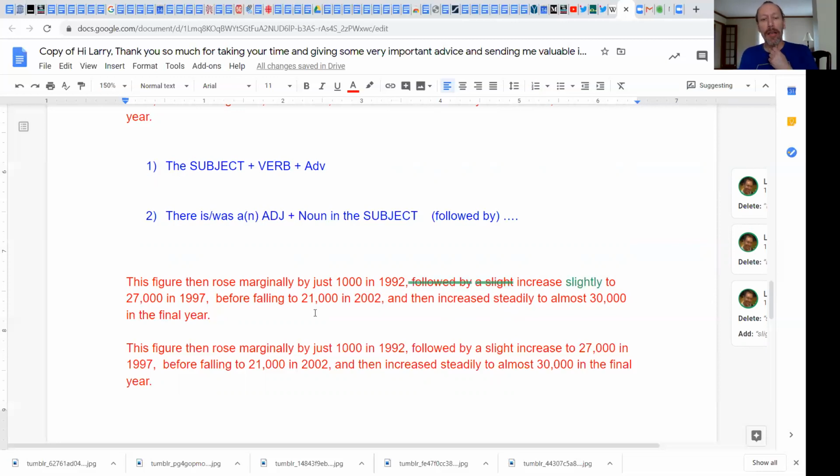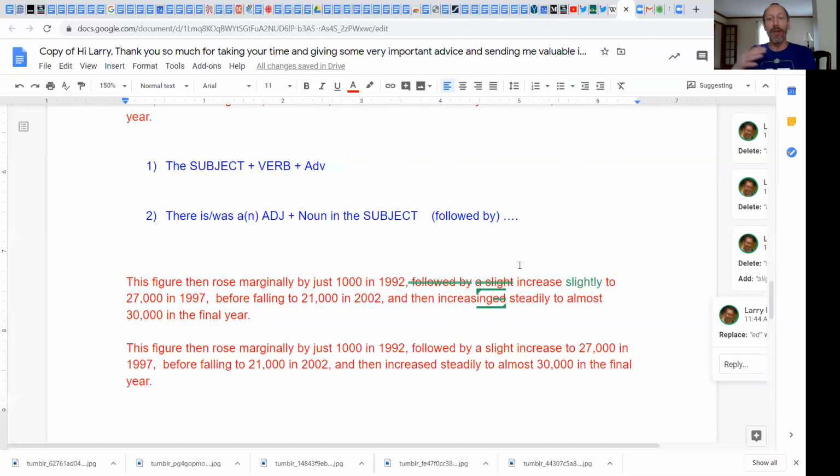And then, but you have before falling to, and this should be parallel to that. So falling to 21,000, and then increasing steadily, because before falling to 21,000 and before increasing steadily to almost 30,000. So now you have a sentence which is nice and parallel, because all of the verb forms are following the same structure.